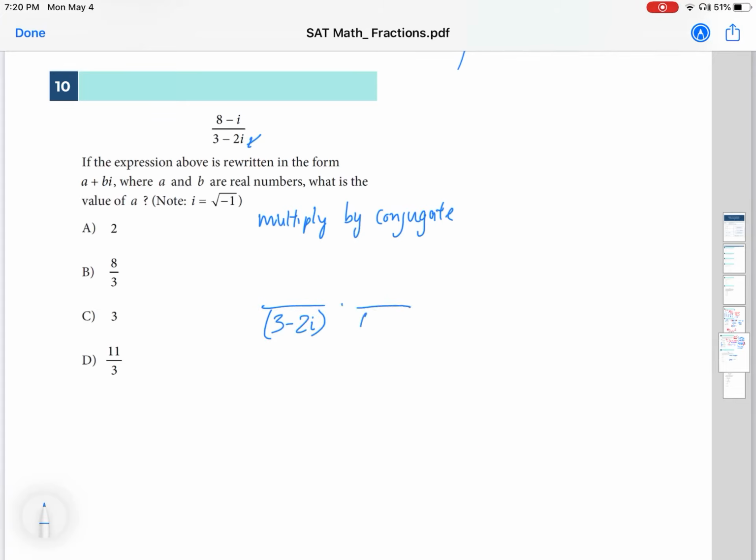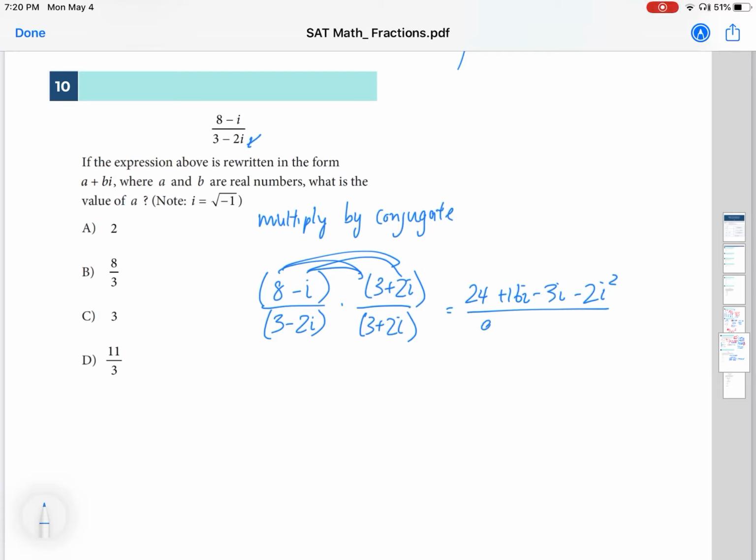And now I'm just copying the original problem back down. Whatever I multiply my denominator by, I have to multiply into my numerator. This means some foiling again. First, outer, inner, last. So this will give me 24 plus 16i minus 3i minus 2i squared. And my denominator, 9 plus 6i minus 6i minus 4i squared.